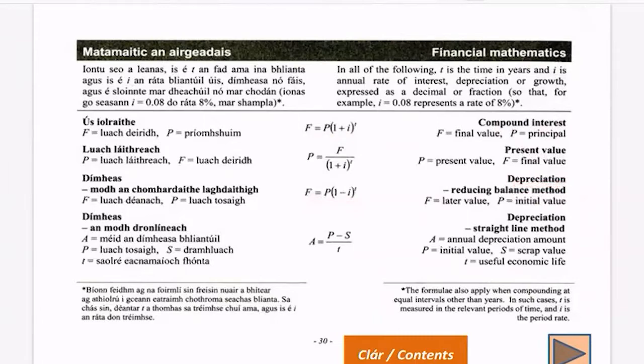Okay, the words are slightly different. P is the initial value, P is the principal. Principal is a financial term for the amount you invest. Initial value is the starting value of a device. F is the final value or the later value, whichever you want to call it. T is the time in years. In all of the following, T is the time in years. And then this I that appears in the brackets of them all, I is the annual rate of interest, depreciation or growth, expressed as a decimal. So that's really important. 8% is 0.08.